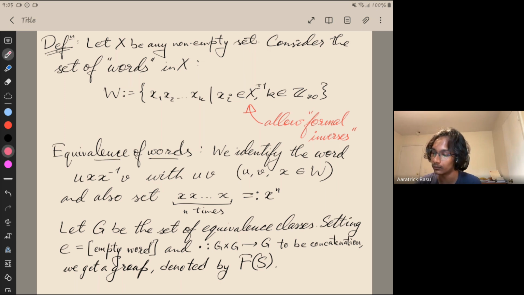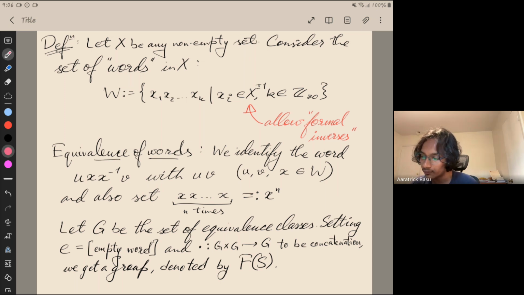We introduce a new element X inverse. It doesn't exist before that. We just introduce it formally, right? And we consider strings of such characters. I'll do an example shortly, and that would make it clear. But it is what you're thinking of. You just have some alphabet, some set of elements, and you just take sequences of those elements.